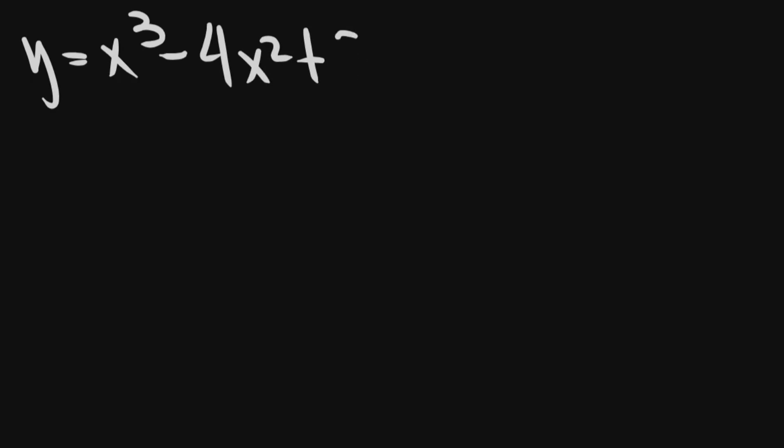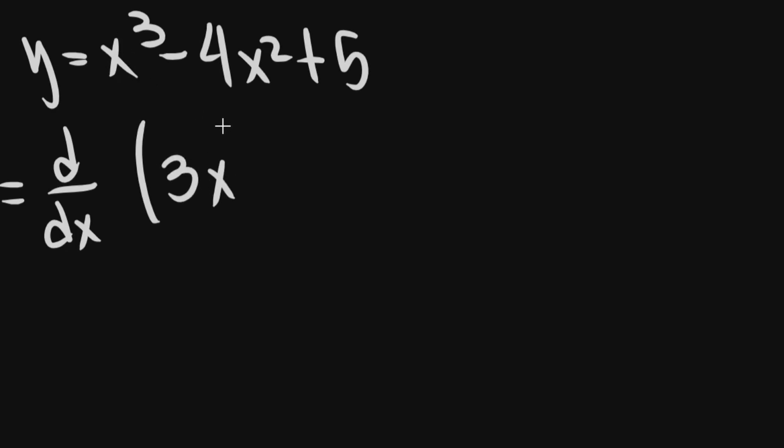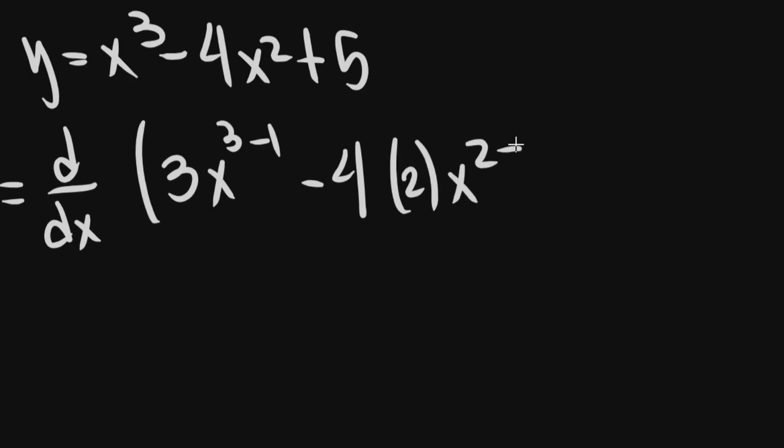Find the dy/dx of y = x cubed minus 4x squared plus 5. So what we're going to do is say d over dx. Here in the exponent we have 3, so bring down 3, then x raised to 3 minus 1, and then minus 4. Then here in the exponent we have 2, so bring down 2, x raised to 2 minus 1.